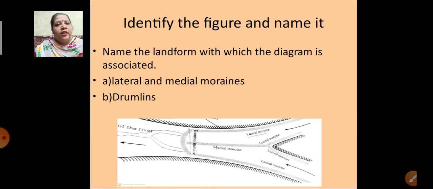Next. Now, questions related to the diagrams. It will come in this way. Identify the figure and name it. Name the landform with which the diagram is associated. You can see the diagram over here. You have to tell the landform with which the diagram is associated. Is it associated with lateral and medial moraines or drumlins? Yes, it is lateral and medial moraines.